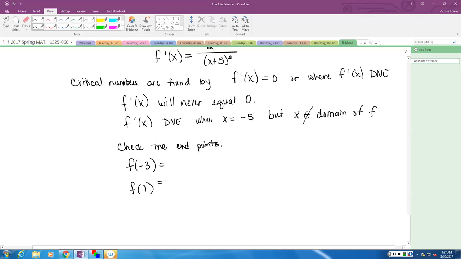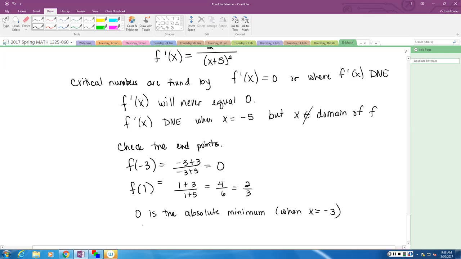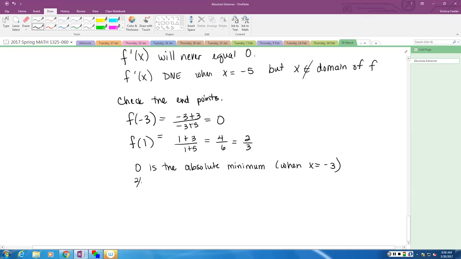Okay, so I've got to determine what f of -3 looks like and f of 1. Remember, this is talking about f, the original function. F of -3 would be what? It's going to be 0, isn't it? Okay, and f of 1? You said it was 2/3? That's correct. Okay. Do I leave it like that? No, I've got to have some sort of interpretation. So what am I going to conclude? Zero is the absolute minimum, and that's when x is -3. And 2/3 is the absolute maximum when x is 1. Do you guys have any questions over that one?